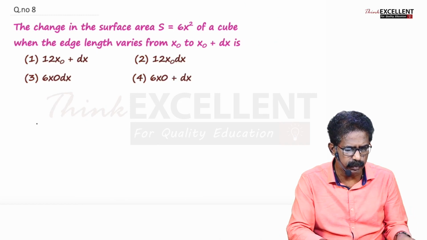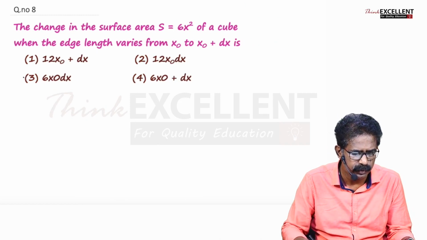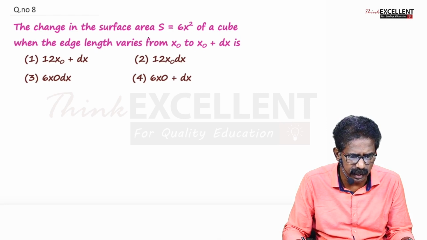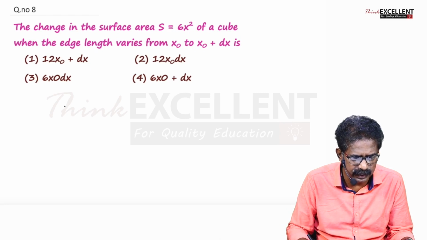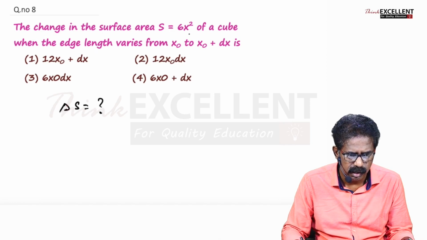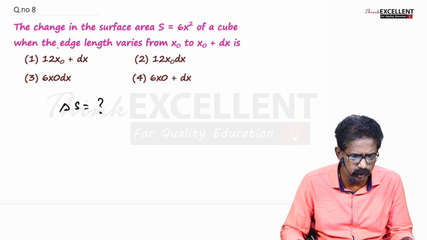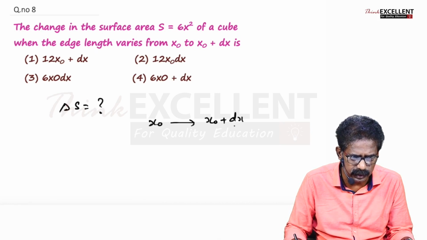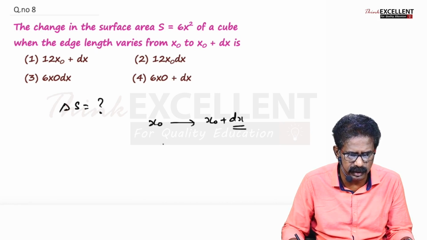Now let's move on to question number 8. Listen carefully to this one. The change in the surface area, they asked the change in surface area, so that is delta S you have to find. Surface area S equal to 6x square, where x is the edge of the cube. When the edge length varies from x0 to x0 plus dx, so this is the change in x, that is delta x.